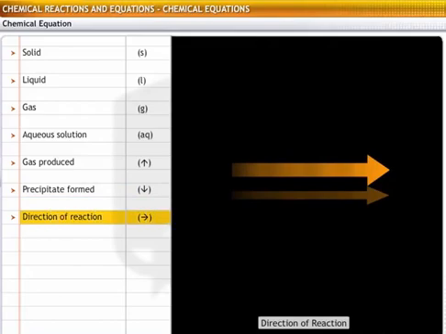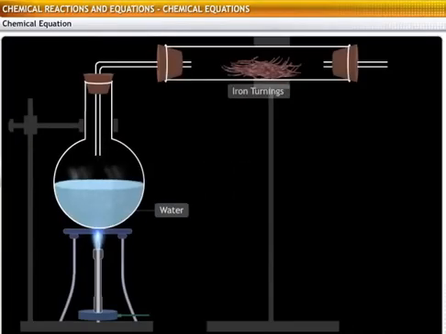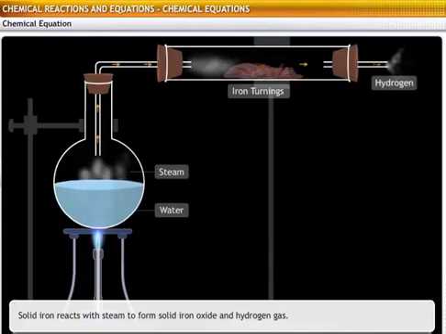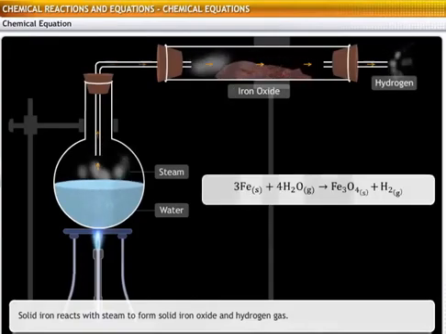The reactants and products are separated with an arrow, which points in the direction of the reaction. Let us consider the reaction of iron with steam. Solid iron reacts with steam to form solid iron oxide and hydrogen gas. This reaction is represented as shown.